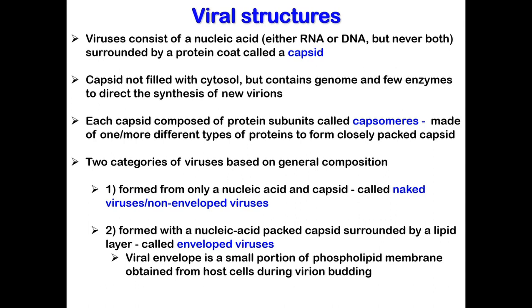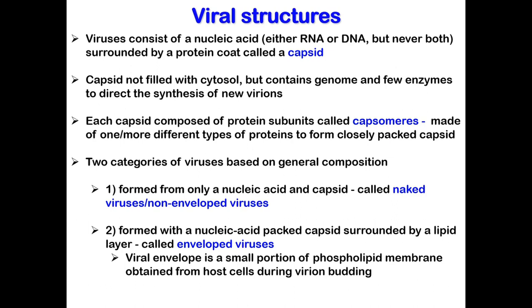into host cells. For some viruses, the capsid is surrounded by a lipid bilayer, which are called enveloped viruses. The viral envelope is a small portion of phospholipid membrane obtained from host cells during virion budding. Budding is one mechanism by which virions can be released from the host cell. Budding ultimately results in the pinching off of the virion from the host membrane.